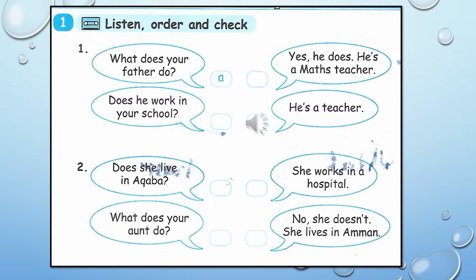What does your father do? He's a teacher. Does he work in your school? Yes, he does. He's a maths teacher. 2. What does your aunt do? She works in a hospital. Does she live in Aqaba? No, she doesn't. She lives in Amman.